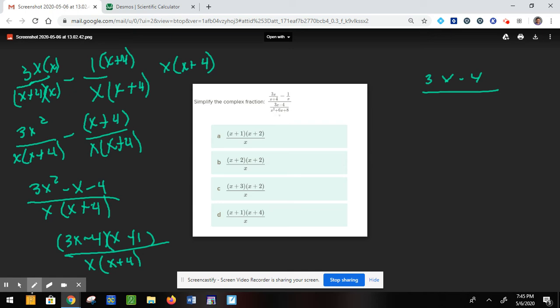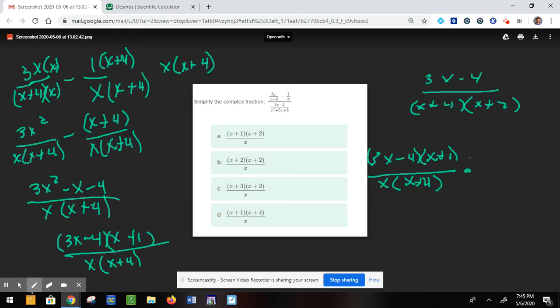x squared plus 6x plus 8. Let's try to factor that. It's going to be x plus 4 times x plus 2. So essentially, again, this is the numerator. This is the denominator. It's this divided by this. If I do a keep change flip, it's going to be this. So 3x minus 4 times x plus 4, all divided by x times x plus 4.